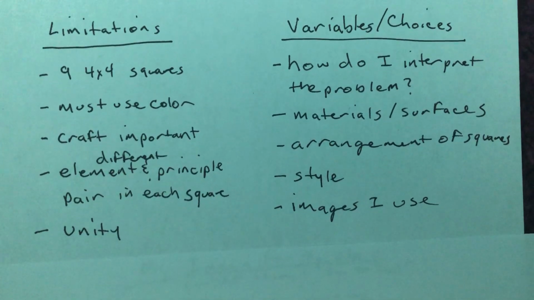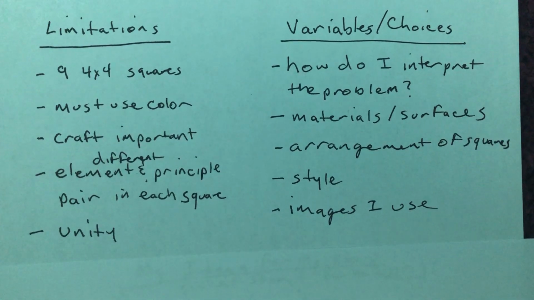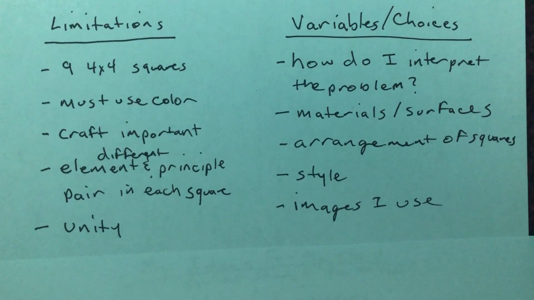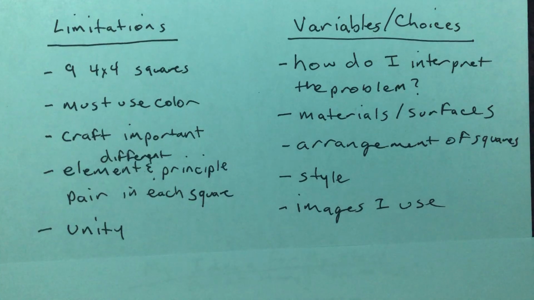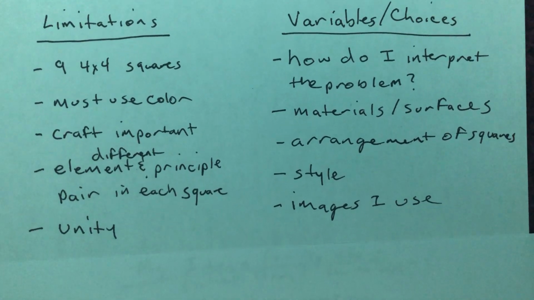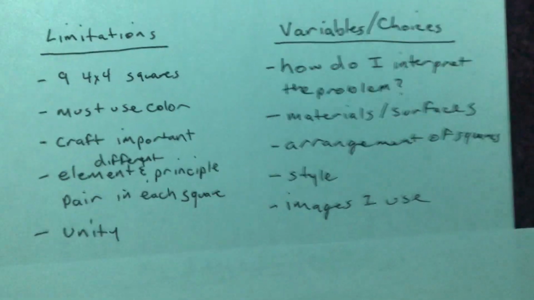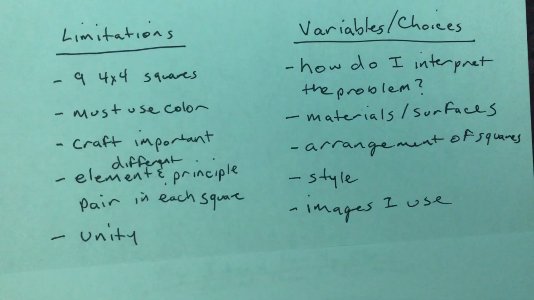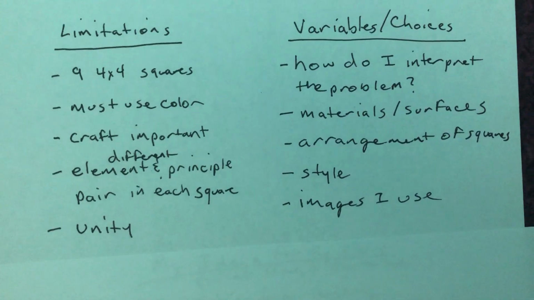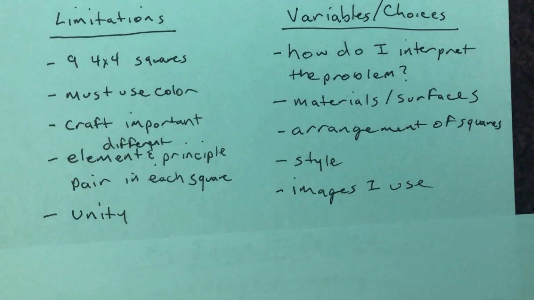Arrangements. So there is no requirement for how you arrange your squares, so you get to choose that. Are they going to all be in one line? Are they going to be kind of arranged together in a grid? Are they going to be taped together so that they're flush against one another? Are you going to arrange them on top of something else so that they stack and layer on top of each other? So that arrangement is a variable or a choice.